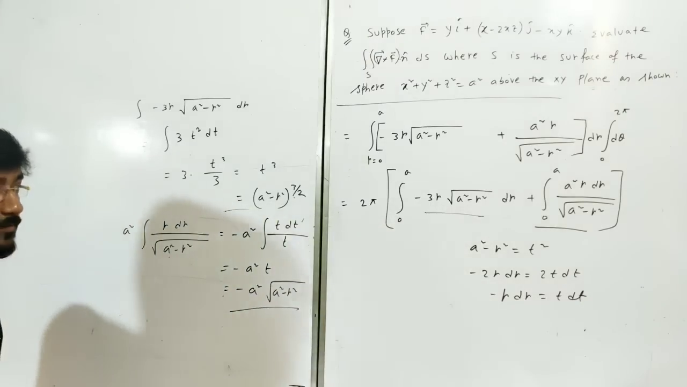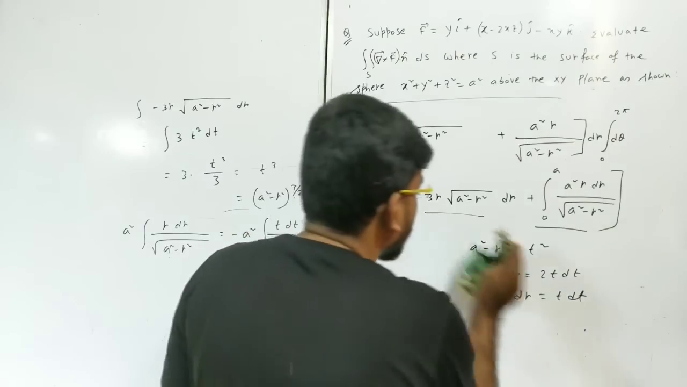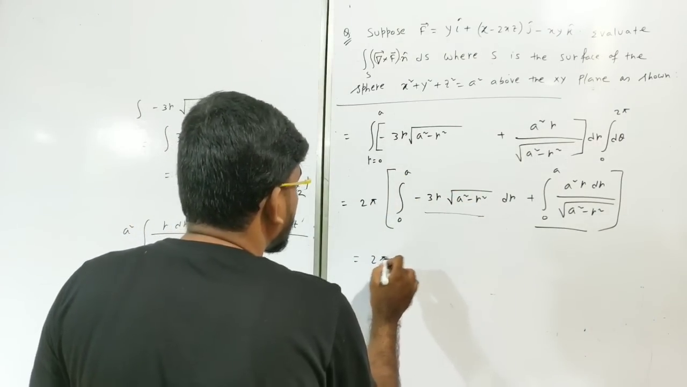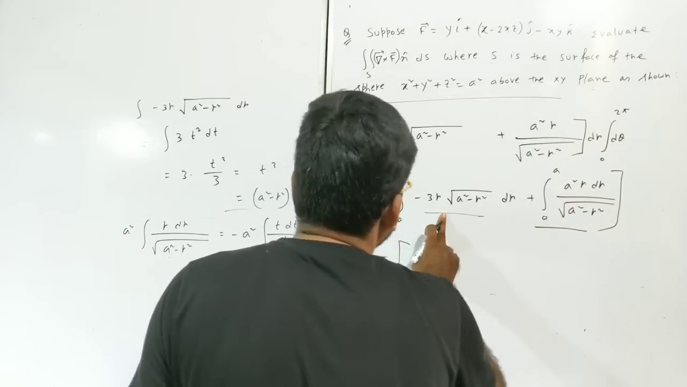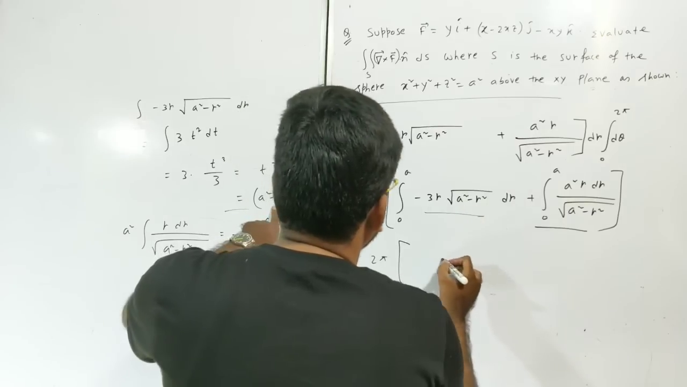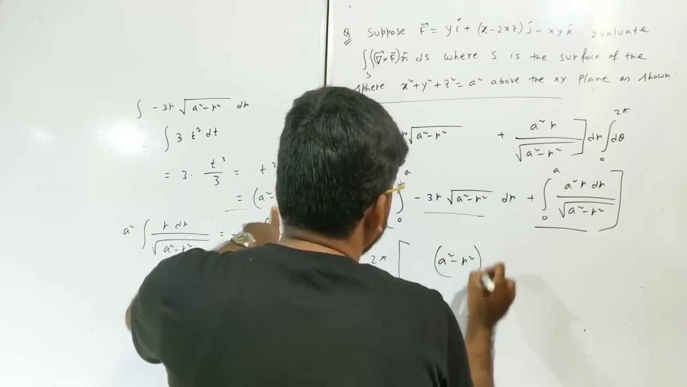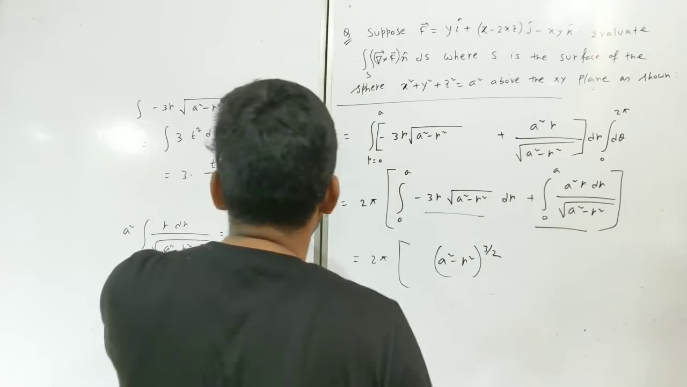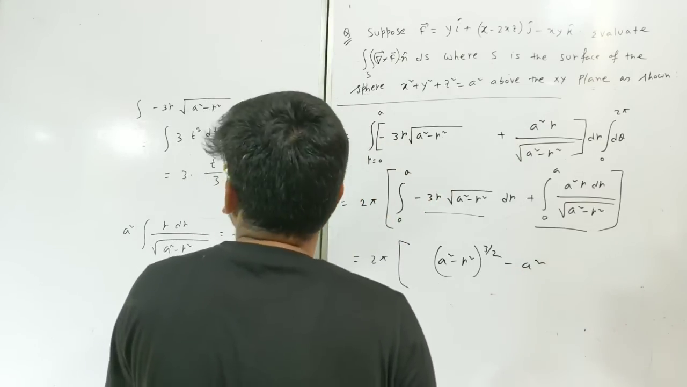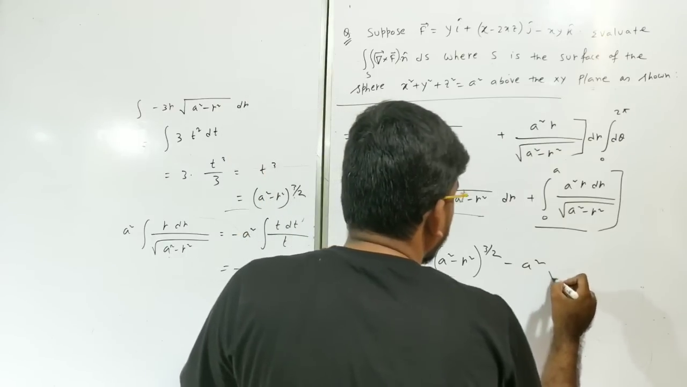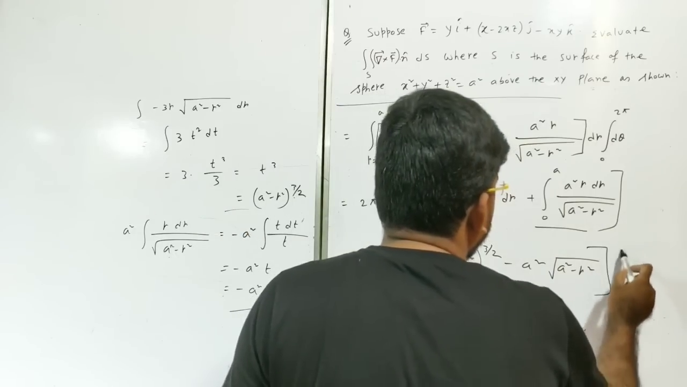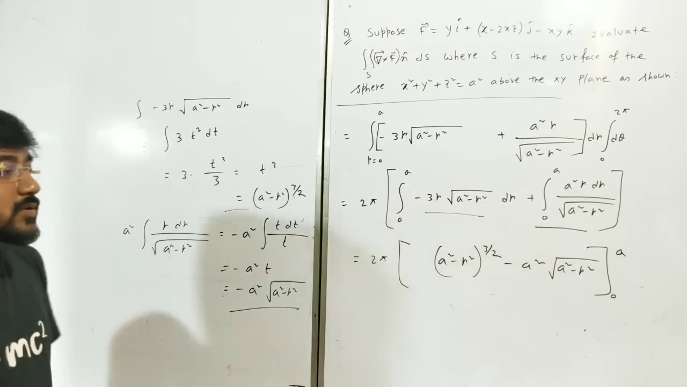So the result of this part will be this, and the result of this part will be this. Now we can put it in directly. You can write it as 2 pi into, for this part, minus 3r root a square minus r square... for this part it will be a square minus r square to the power 3 by 2, and for this part we have minus a square into root a square minus r square. And the limit will be from 0 to a. So this will be our final result.